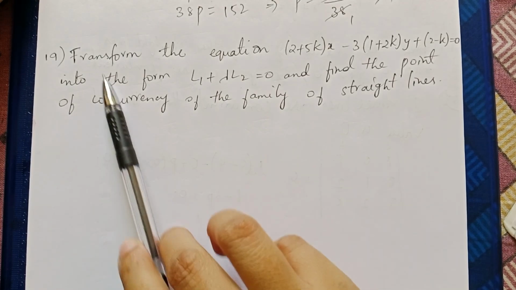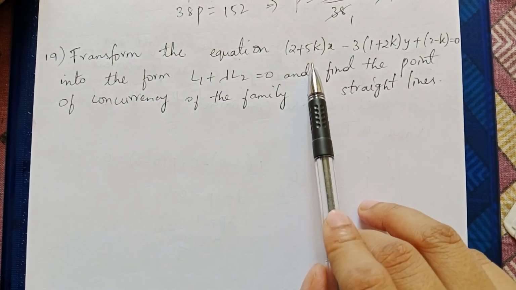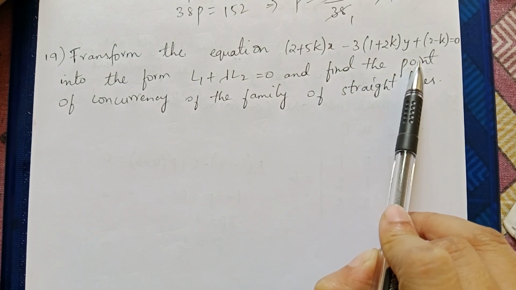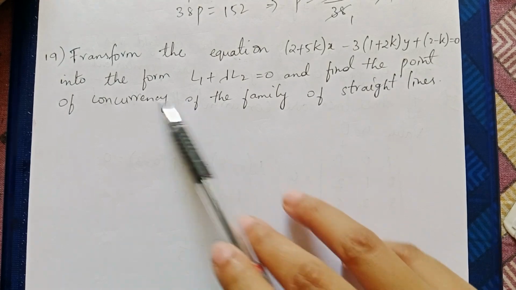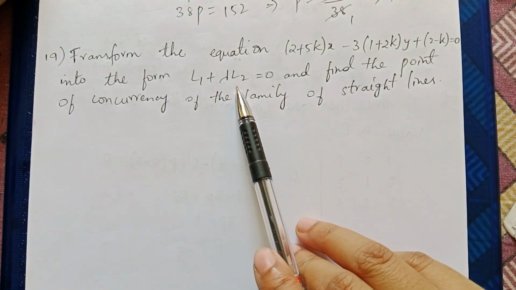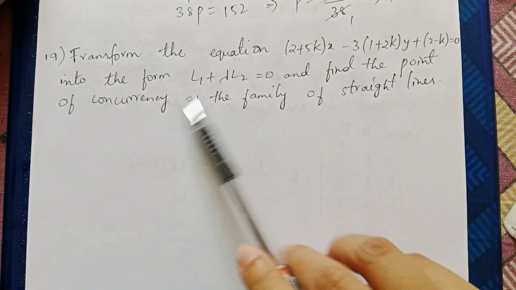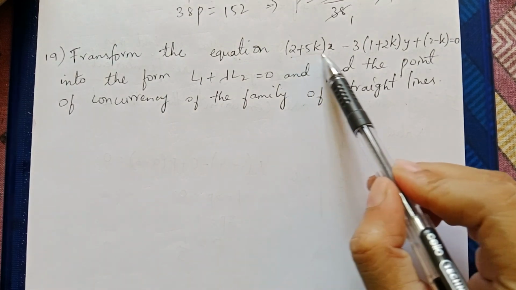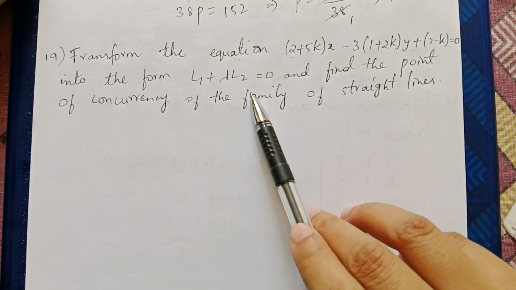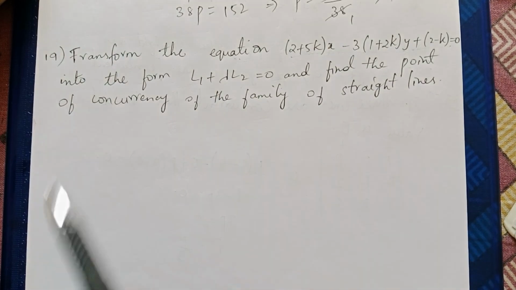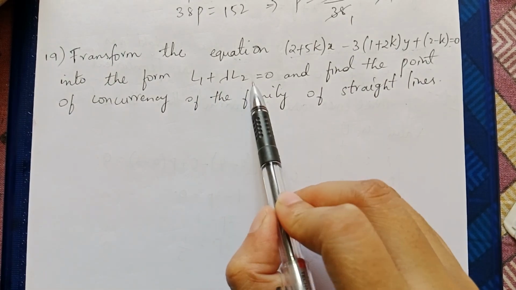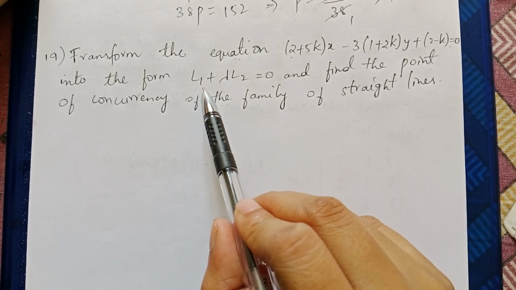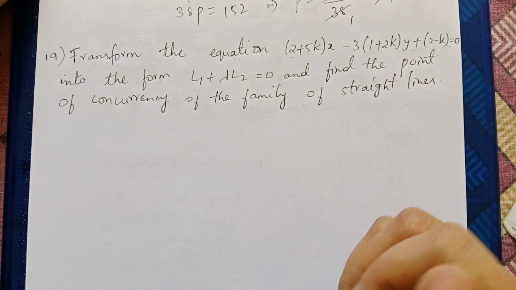Next question is, transform the equation (2 plus 5k) into x minus 3 into (1 plus 2k) into y plus 2 minus k equal to 0 into the form L1 plus lambda L2 equal to 0. Then find the point of concurrency of the family of straight lines. So first we have to get this line in the form of this. Okay, so we'll get two lines, L1 and L2. From there, we have to find the point of intersection of the two lines, so we'll get the point of concurrency.